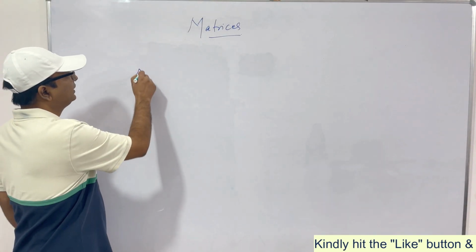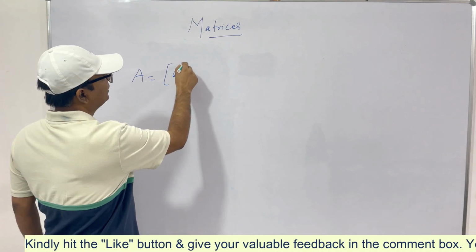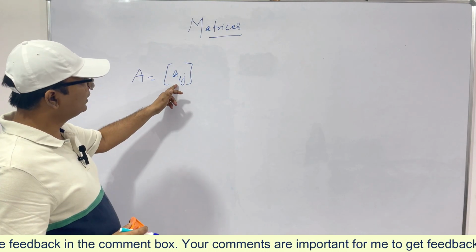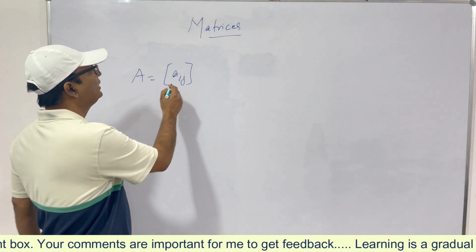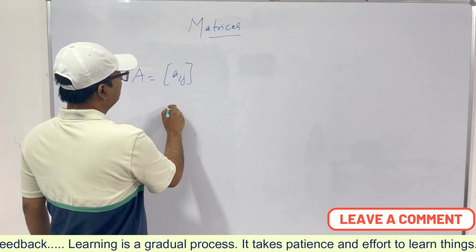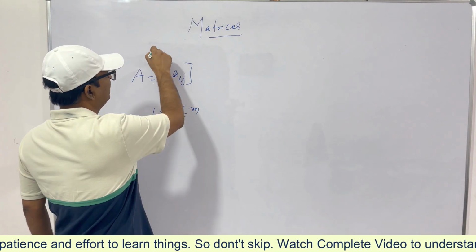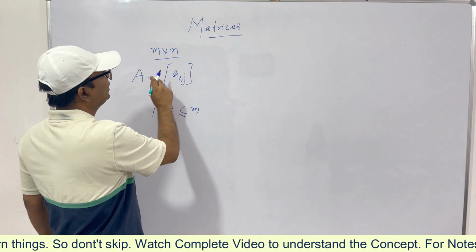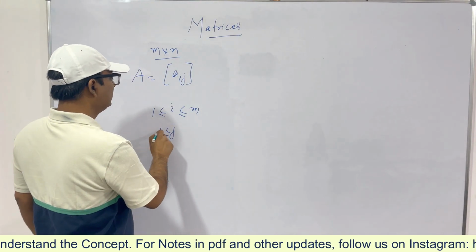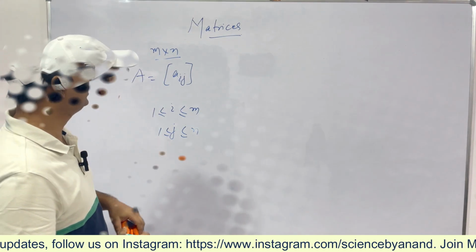We also write matrix like this, Aij. This is also how we denote a matrix. A matrix A can be written as Aij, where i is the number of rows and j is the number of columns. So i lies between 1 and m, because we have m cross n matrix. The number of rows can be at the most m, and j lies between 1 and n. Clear? So this is also a representation of matrix.